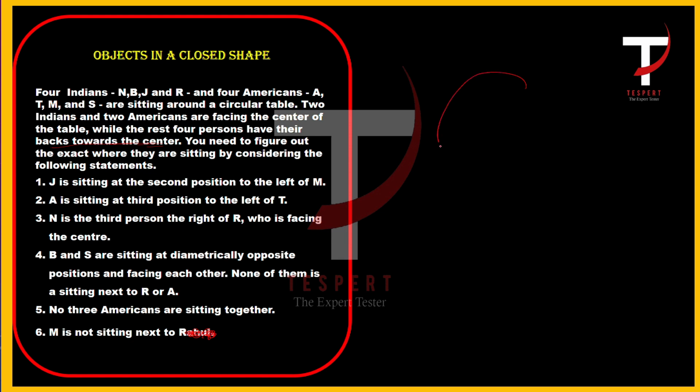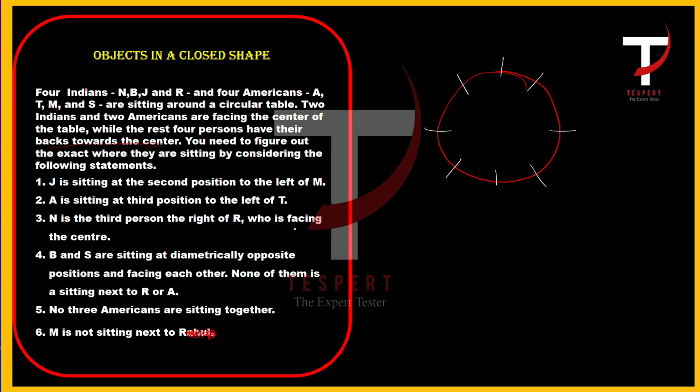We will draw the arrangement now. So this is a circle, right? Let me change the color here. Okay, so we have 8 persons: 1, 2, 3, 4, 5, 6, 7, 8. Four are Indians and four are Americans. Total 8, right? So consider statement 3.